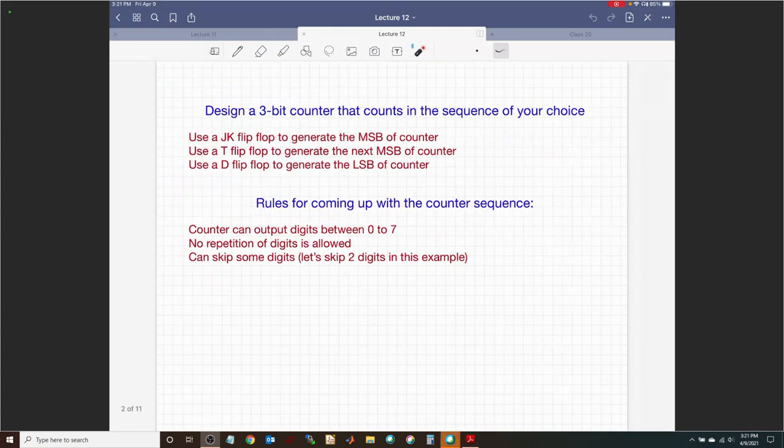All right. So in lecture 12, we are going to design our own counter. And I want you guys to be the participants in this counter that we come up with. We're going to take a simple example of designing a 3-bit counter. So essentially that means that I can do anything between 0 and 7, right? So it's just going to be 3 bits for the counter.